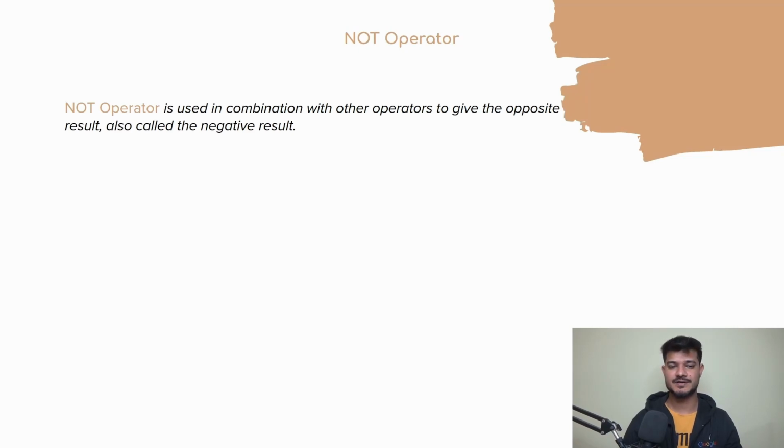So the NOT operator is used to combine with other operators, like equal to, greater than or equal to, less than or equal to, right? With other operators to give the opposite result. So if you have written a condition and it is giving a certain result, you can write NOT just in front of that condition and it will give the result just opposite of that. For example, you have written a condition to select only male users from the database, right? If you just add NOT in front of that condition, what you will get is the result which contains all the other genders except male, right? Also called the negative result, right?